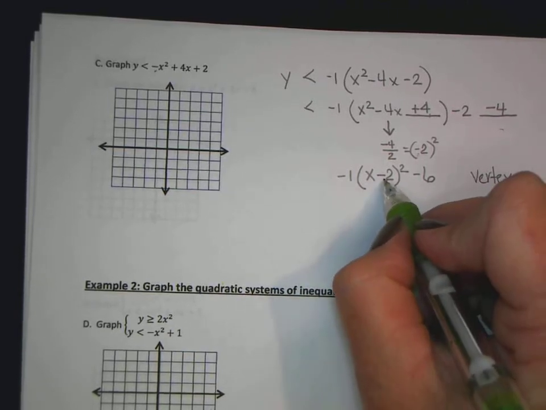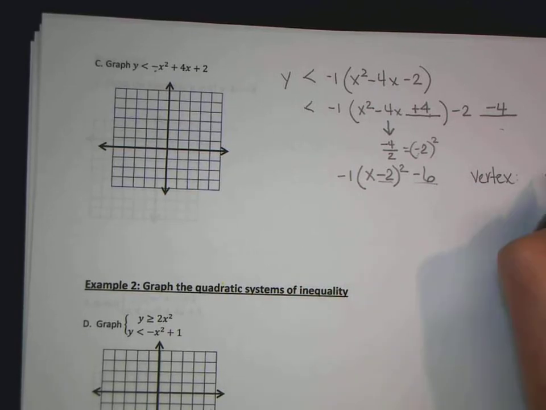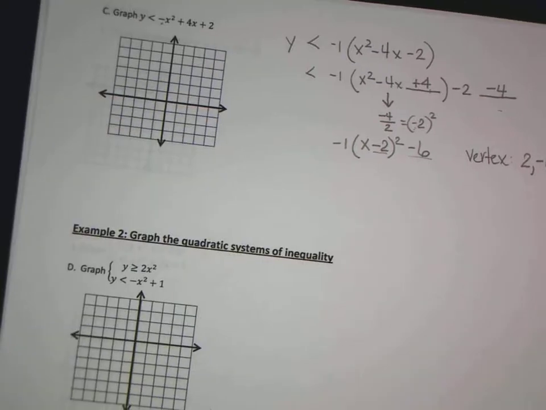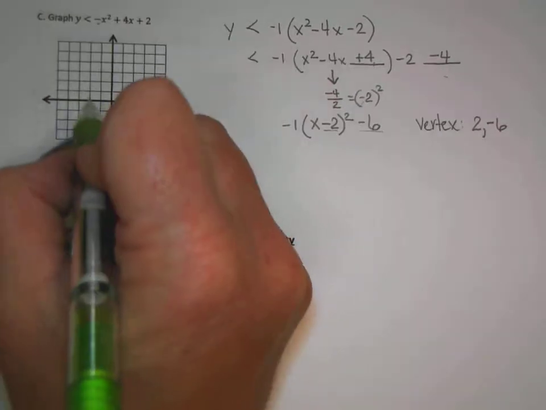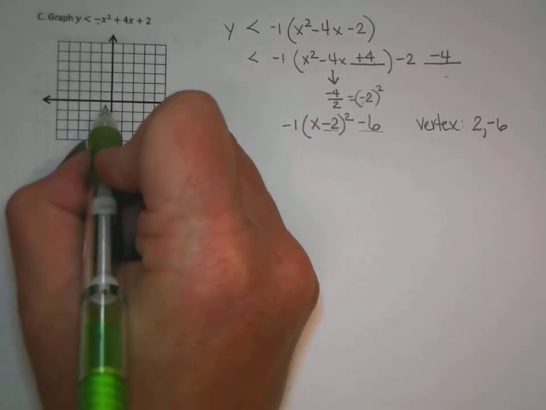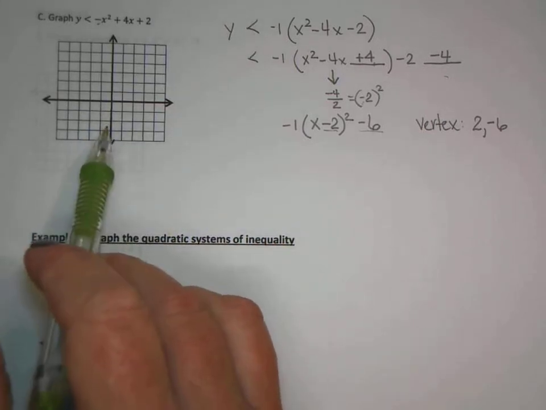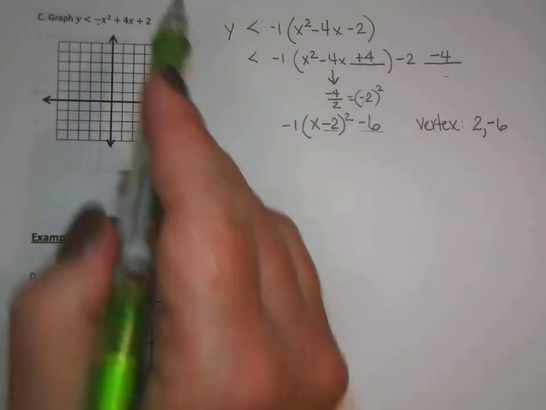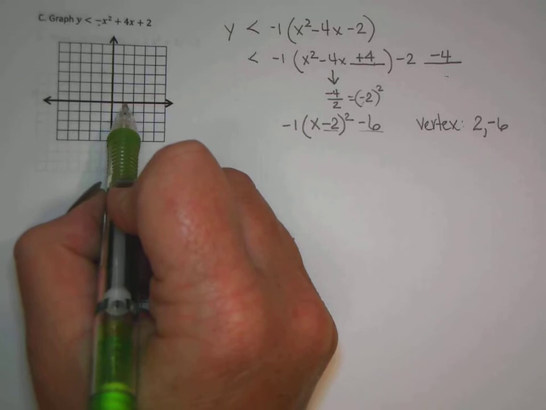The vertex is the opposite of this, the same as this. So 2, -6. So there's your vertex. Now you need 2 guide points. Well, let's go ahead and graph this. Your graph's going to be 2, -6.